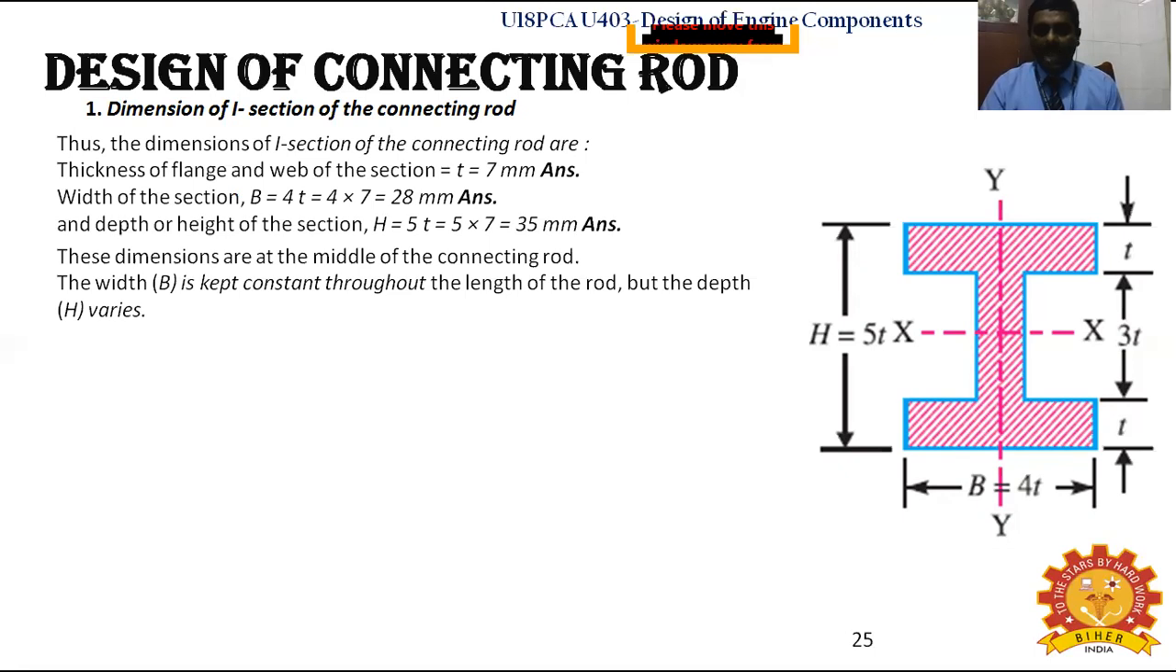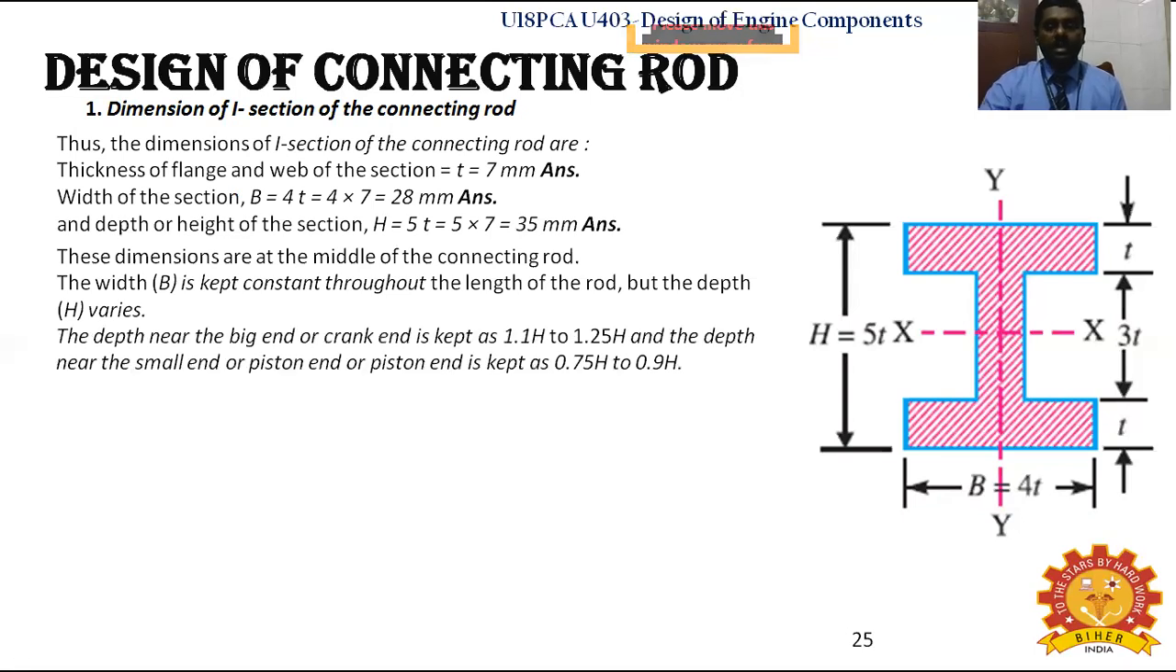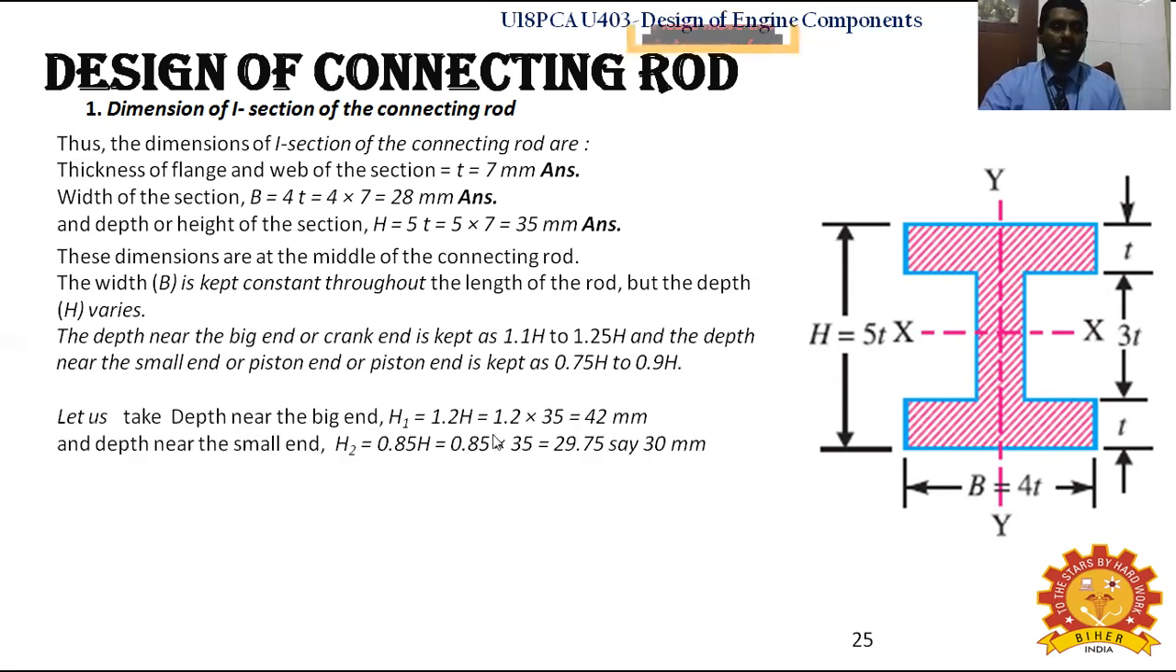In the I section, the shank portion is there. That is what is at the middle of the portion. So that is what you will make use of for the dimensions of the connecting rod I section. The depth near the big end will be kept as 1.1 h to 1.25 h, and the depth near the small end will be kept as 0.75 h to 0.9 h. So if you take the depth near the big end, that will be 1.2 h as an average between these, so that you can calculate it as 42 mm, and on average between 0.75 and 0.9 we are taking 0.85 h. Further, the calculation of depth near the small end will be 30 mm.